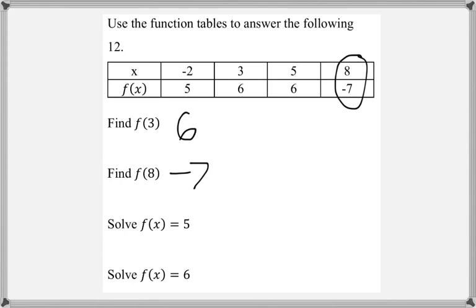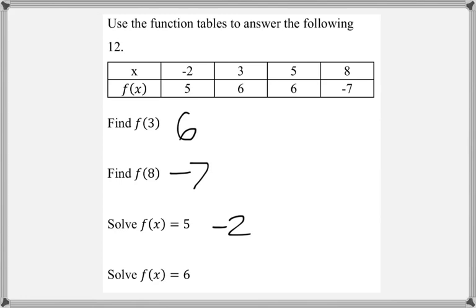For the solve f of x is equal to 5, just like with the equations, how it was the reverse, it is kind of the reverse here. So they're giving you the f of x, they're giving you the y. So what would you need to plug in to get that, or what x value would you need to plug in? And that would be -2.